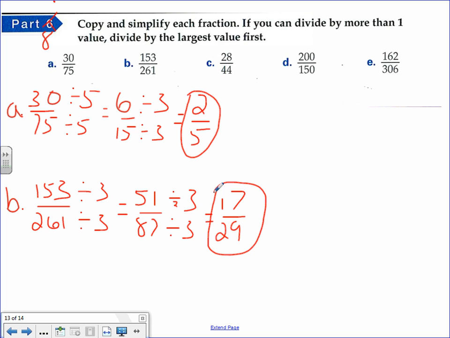Okay, go ahead and finish C, D, and E on your own. Again, get them checked off to make sure they're correct. When they're all correct, you can go ahead and move on to another part.